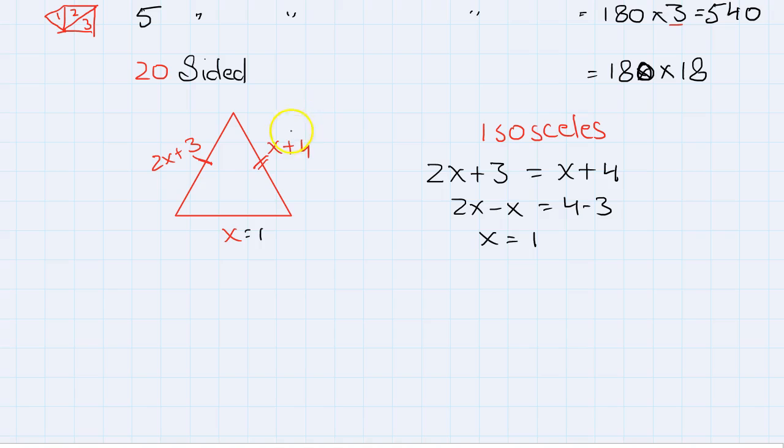So x will be 1, this side is 1, this side is 5, and this side is 5. If you come across this kind of question, sometimes they ask for the perimeter. If the perimeter is asked, then you have to add all the sides.